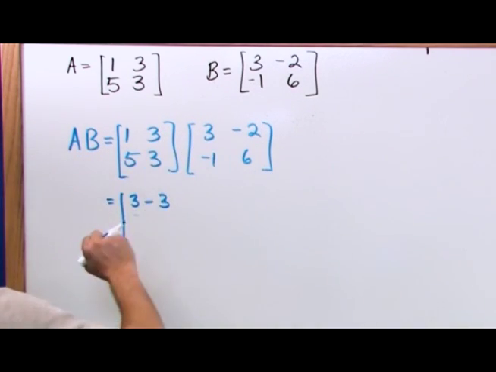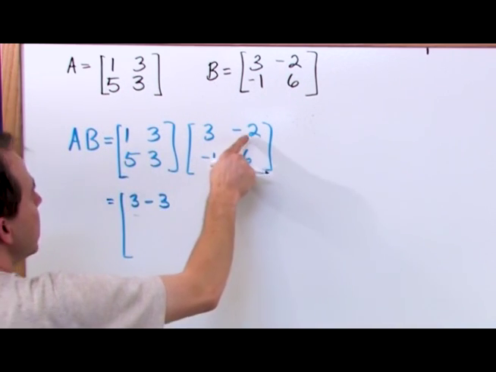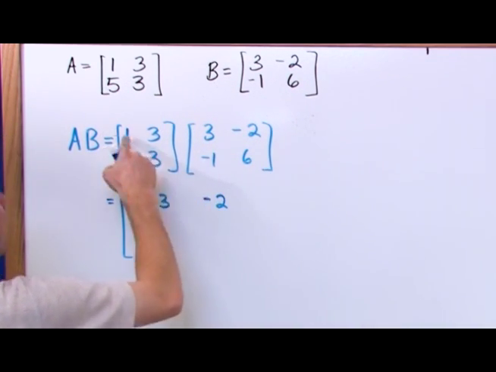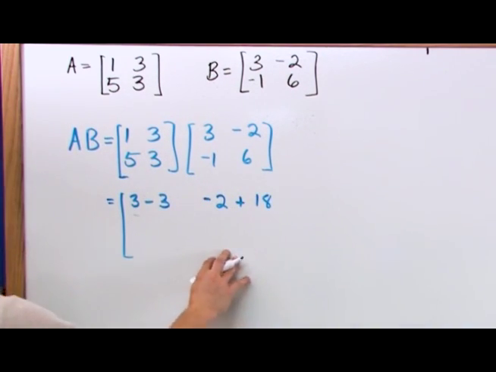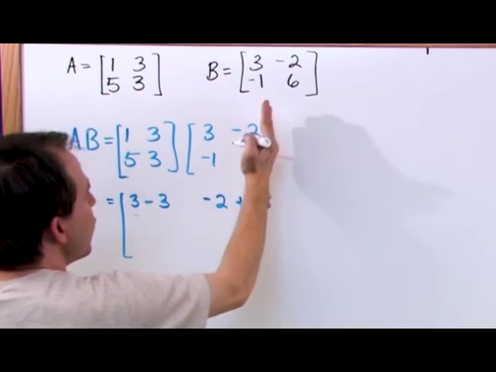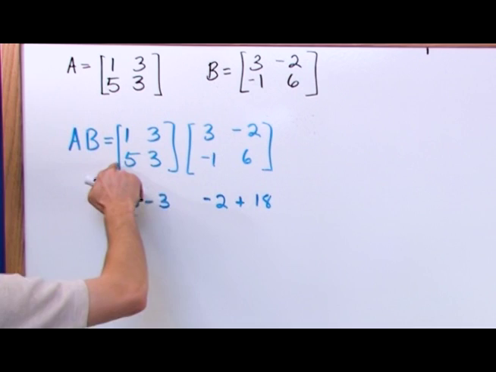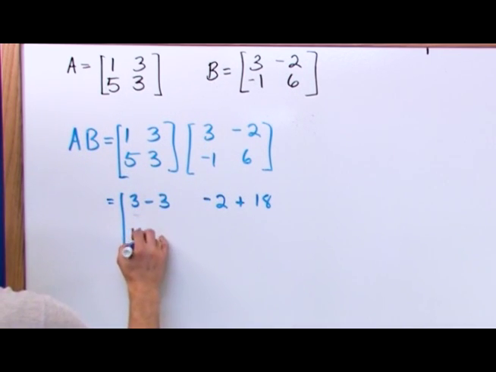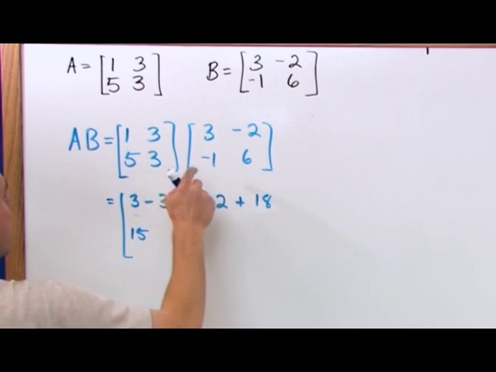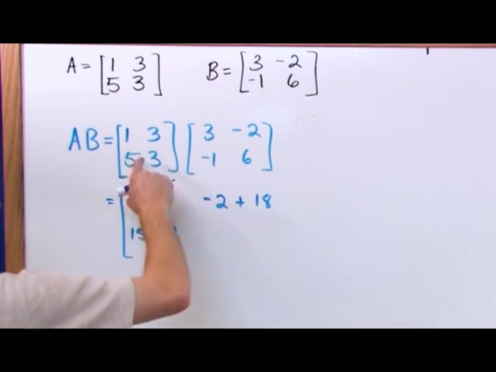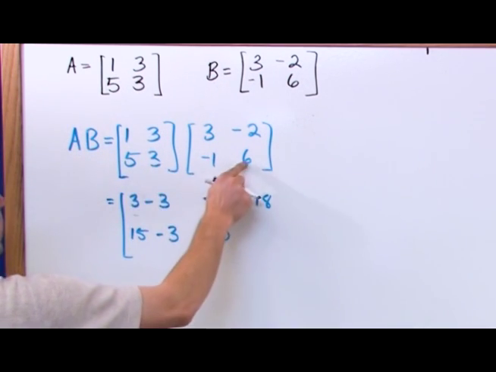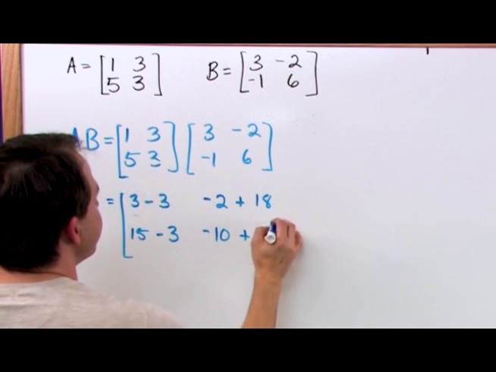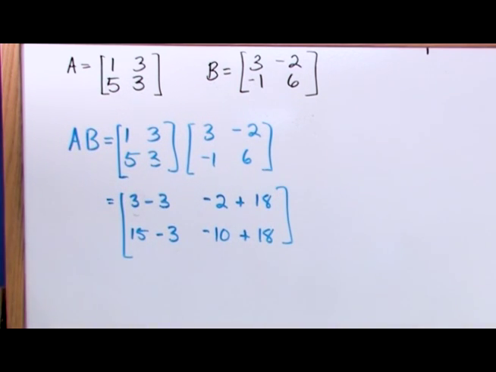So going over and down here. Now let's continue. Over and down. 1 times -2 gives me -2. Over and down. 3 times 6 is going to be 18. There's no more column, so I'm going to go to the next row. Over and down. 5 times 3 gives me 15. Over and down. 3 times -1 gives me -3. Going to the next one, over and down. 5 times -2 is -10. Over and down. 3 times 6 is 18. I've done exactly the same thing as I've been doing in the other problems. It's just that I'm actually doing the multiplication as I go.